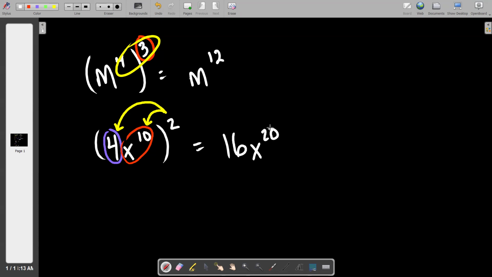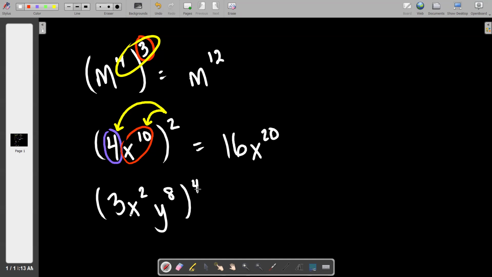Got it? All right, let's do that same kind of problem again, but I'm going to buff it just a tiny bit. So we're going to do 3x to the 2nd, y to the 8th, all to the power of 4. Thank you, Jesse. How many things do you see inside the parentheses this time? How many entities are there inside the parentheses?